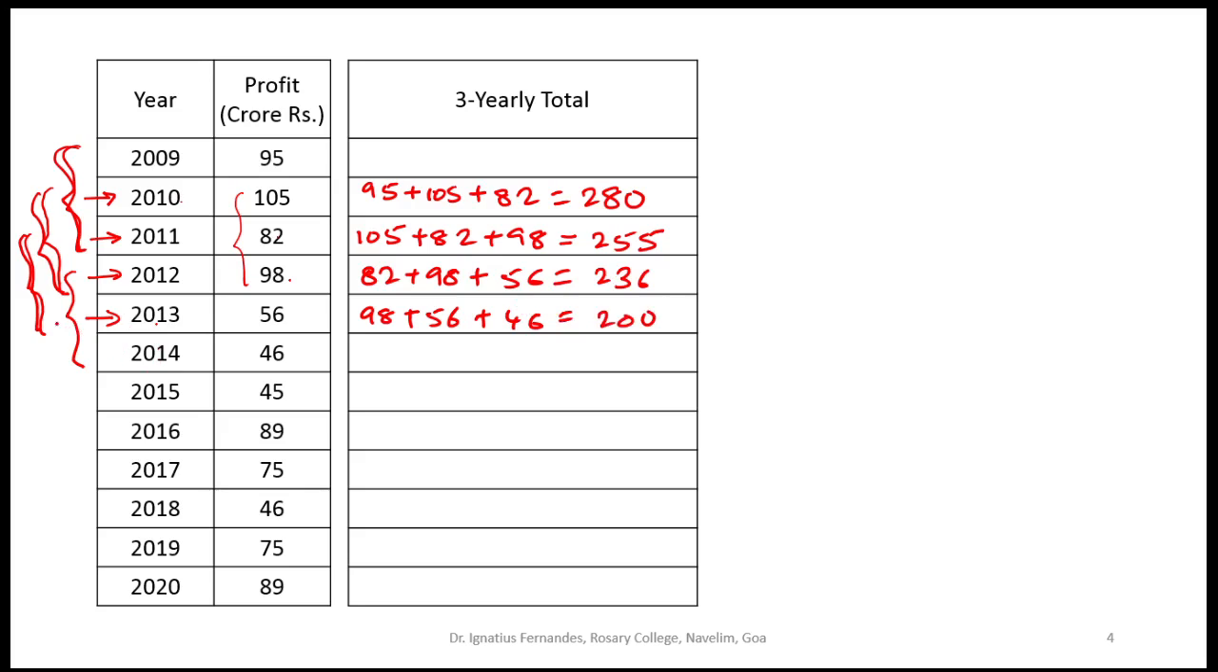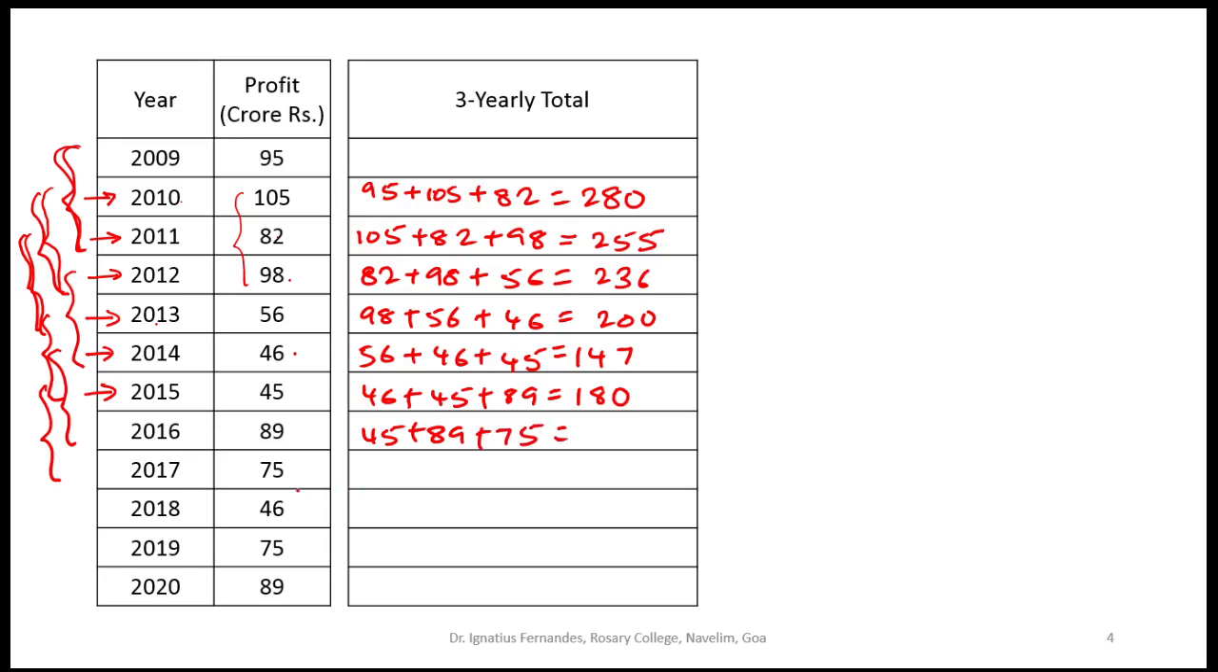Next, the next set is 2013 to 2015, middle year is 2014. So this 56 plus 46 plus 45, that will come to 147. Then 2014 to 2016, middle year is 2015. So 46 plus 45 plus 89, okay, that will come to 180. Then the next set is 2015 to 2017. So 45 plus 89 plus 75. This total will come to 209.